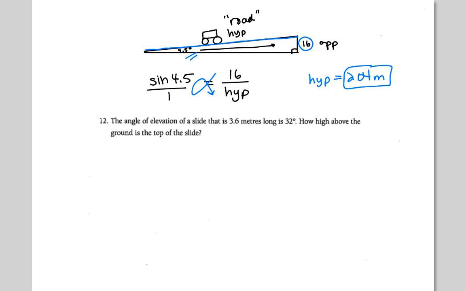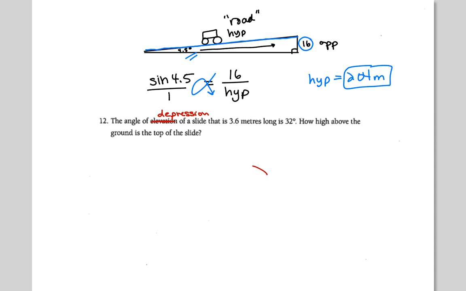Okay, I like how this book didn't even offer an angle of depression question, so that's awesome. So let's do that. Let's change this. Let's say the angle of depression. I'm changing this question. And it's in red because I'm sad. I'm down. The angle of depression of a slide that is 3.6 meters long is 32 degrees. How high above the ground is the top of the slide?